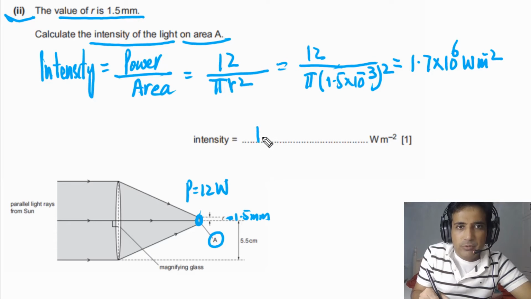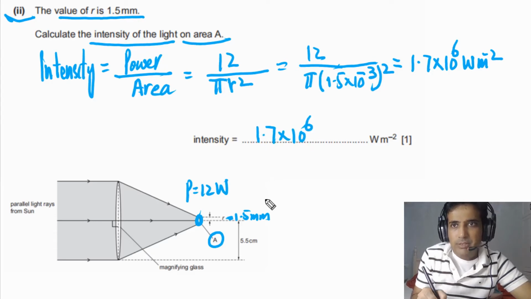So simply we can write down our answer: 1.7 times 10 to 6. This question has only 1 mark, and that is the answer mark. If you have got the right answer, you will get this mark.